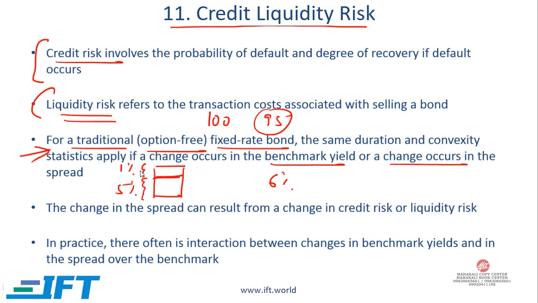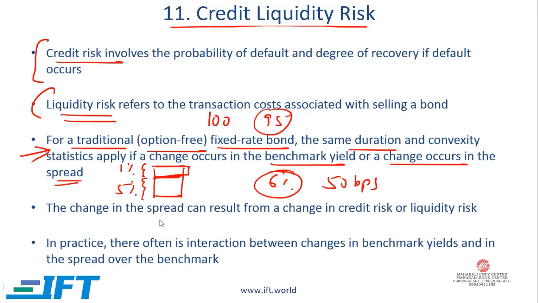So what will happen if there is a change in the spread? The impact can be calculated using the duration and convexity statistics that we've talked about. In other words, we've said earlier that if interest rates go up by, let's say, 50 basis points, then convexity and duration can be used to calculate the impact on the bond price. Similarly, if the spread here changes from 1% to 1.5% or 150 basis points, then the impact on the price can be calculated using the same duration and convexity statistics that we've been talking about all along.